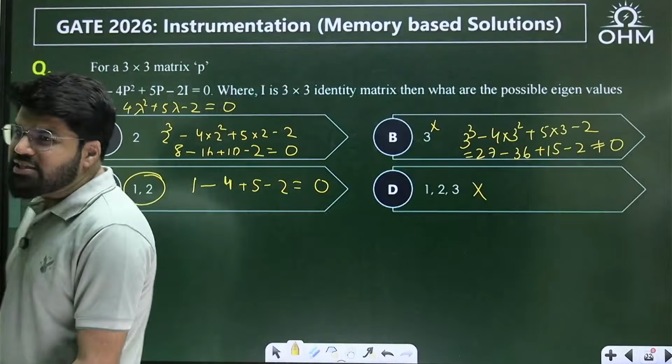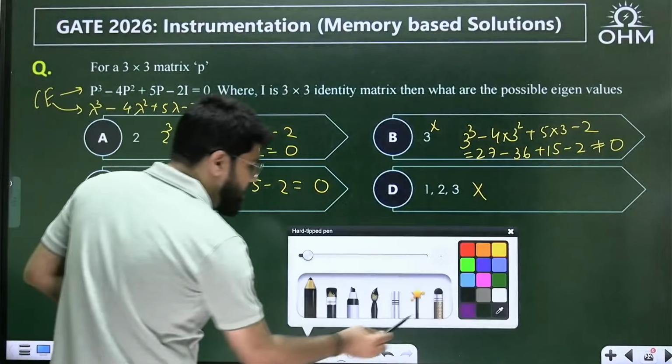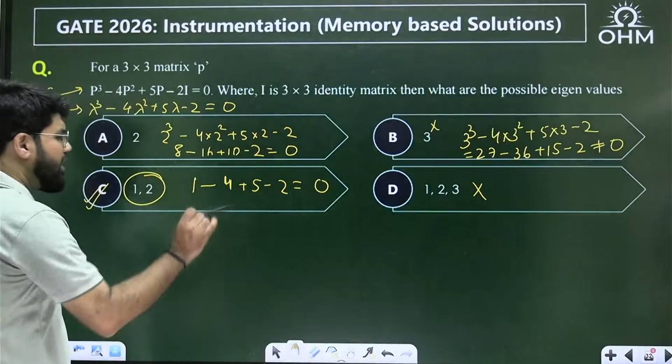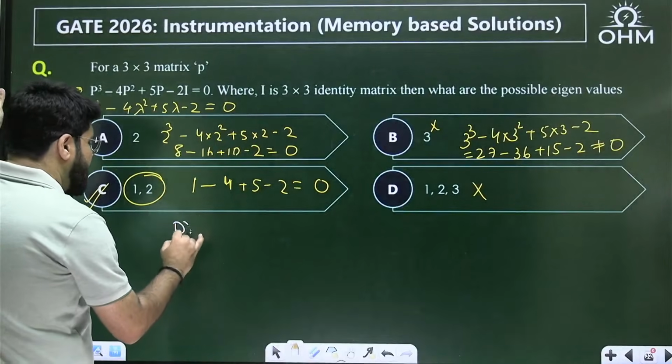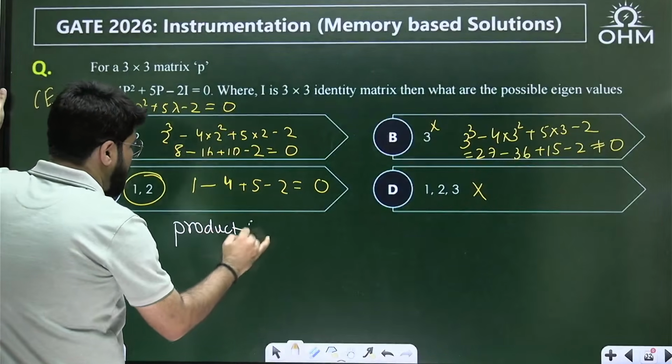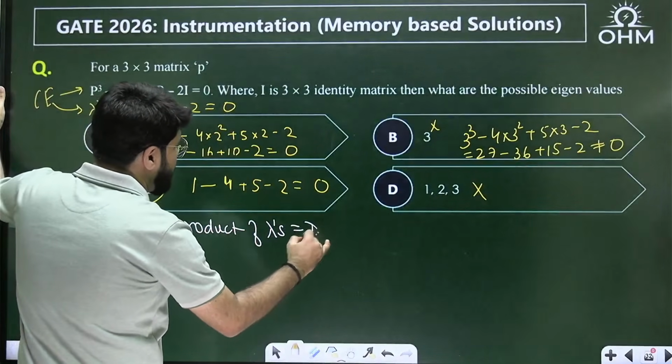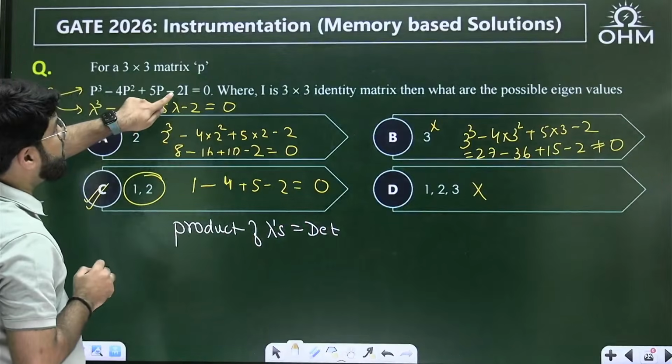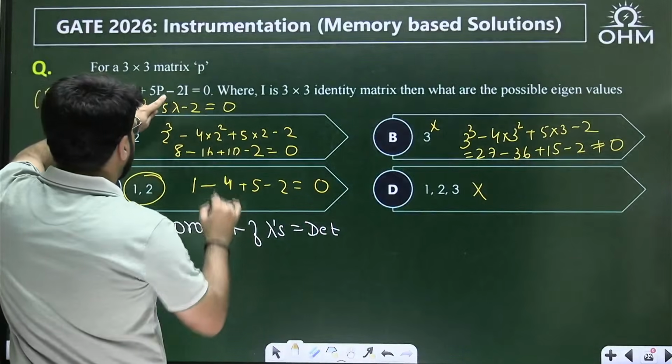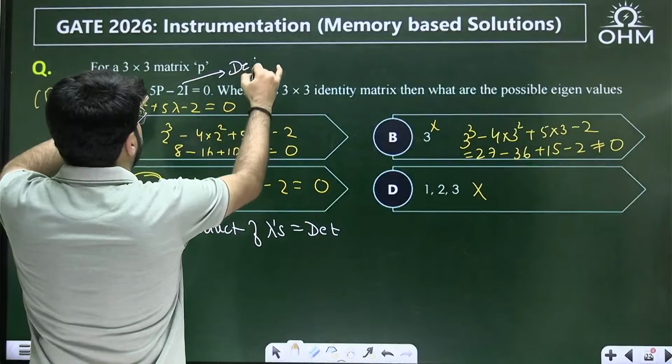Suppose I want to find the third eigenvalue also, now I can find it. These two are satisfied. Now remember, the product of lambdas is equal to the determinant. And in this characteristic polynomial, this term is nothing but the determinant term of the matrix.